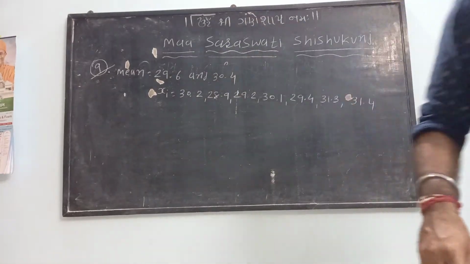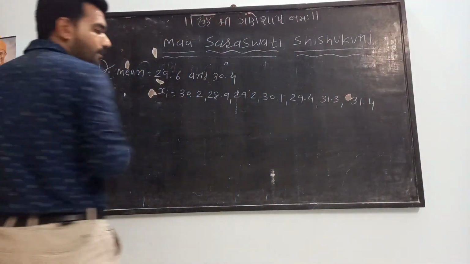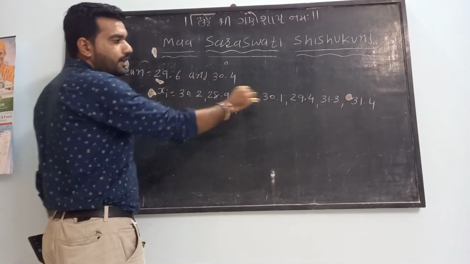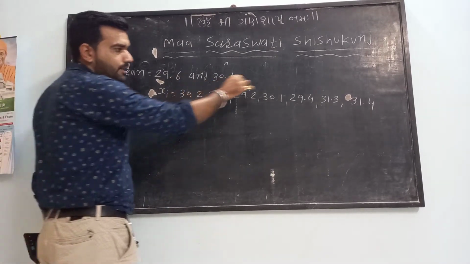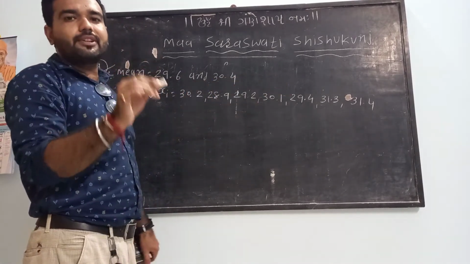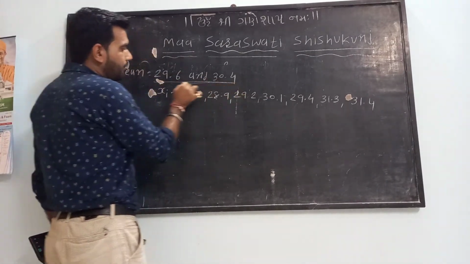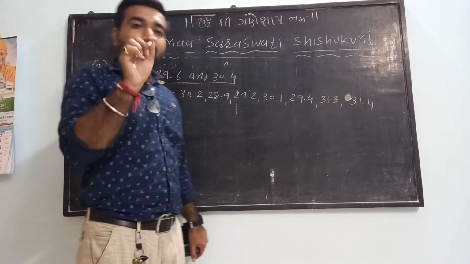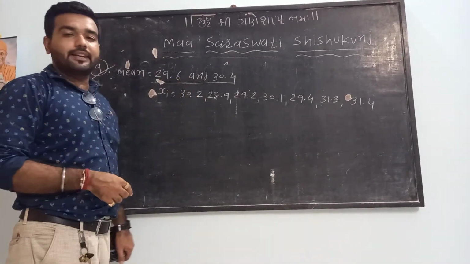Does the machine work properly? This is the question they ask us here. Okay, so here we have to find the mean, means average, using these observations. First of all we have to find the mean. Now if the mean is between 29.6 and 30.4, then the machine works properly.